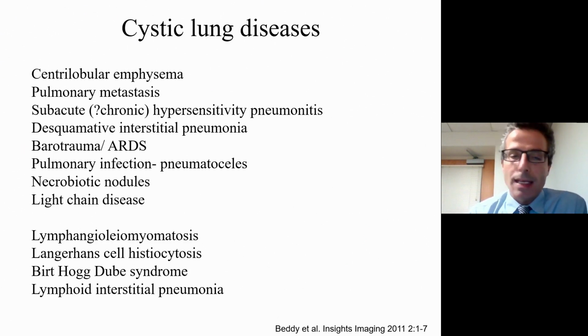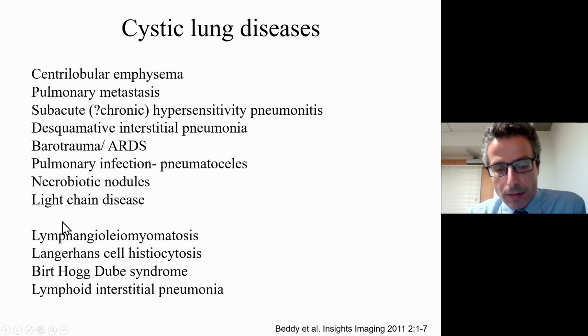So there are many cystic lung diseases. Some of them you will hear about in other talks today or tomorrow, and others you probably will never see. What I want to talk about today are the 3 or 4 here at the bottom: lymphangioleiomyomatosis, Langerhans cell histiocytosis, Birt-Hogg-Dubé syndrome, and lymphoid interstitial pneumonia.